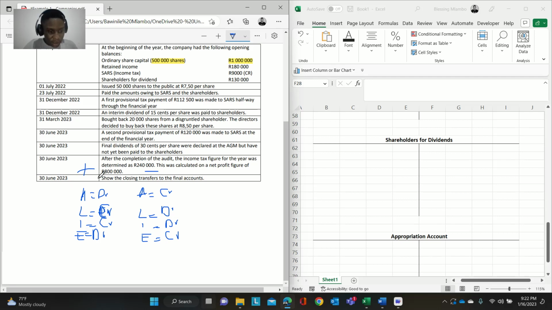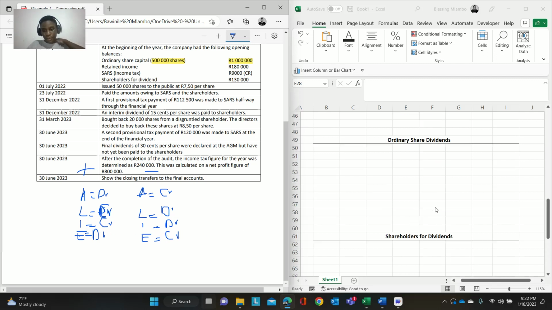So assets, they increase on the debit side, decrease on the credit side. Liabilities increase on the credit side, decrease on the debit side. Income increases on the credit side, decreases on the debit side. Expenses increase on the debit side and decrease on the credit side.